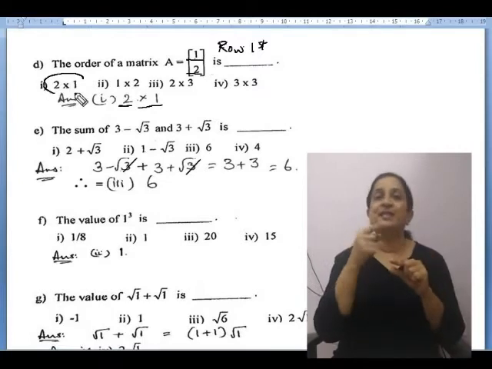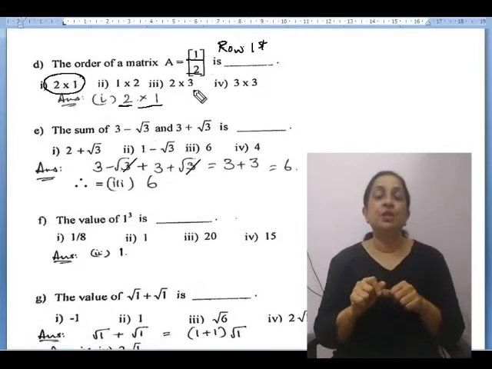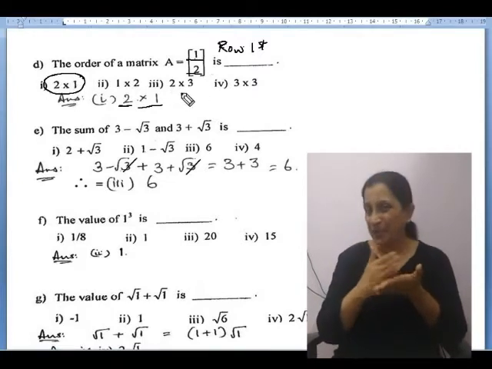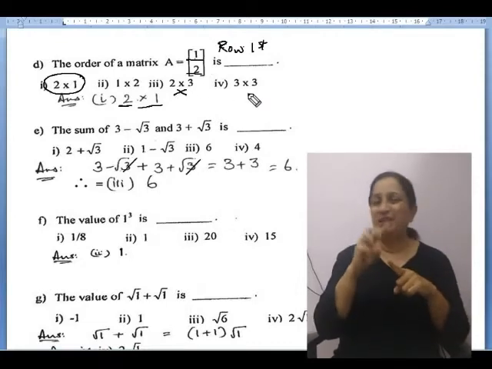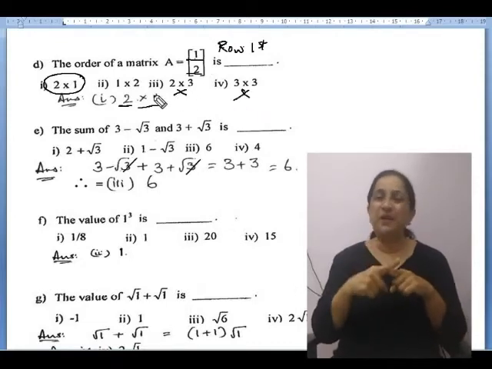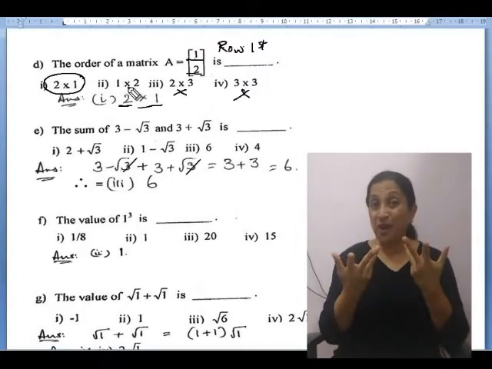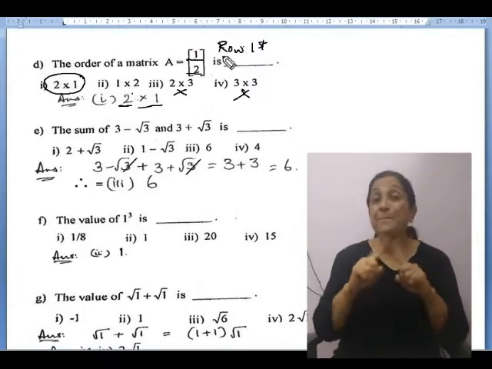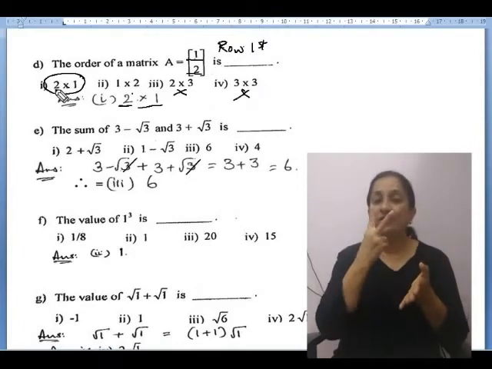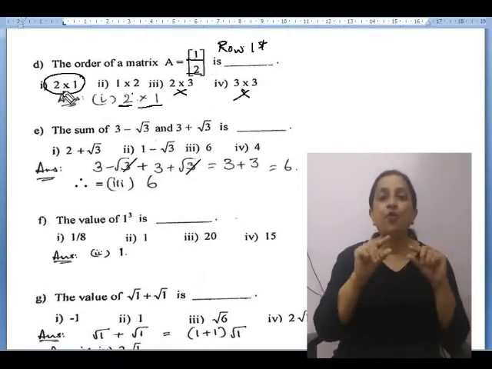Okay. Now when you follow the method of elimination, obviously it can't be 2 by 3. This is not there. Obviously it can't be 3 by 3. There may be confusion whether it is this or this. Okay. But as I told you, always have the row first. So there are 2 rows. So you have this answer.